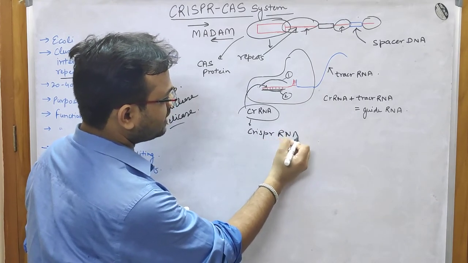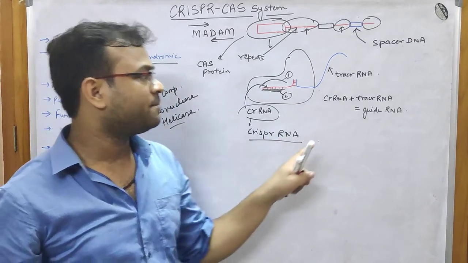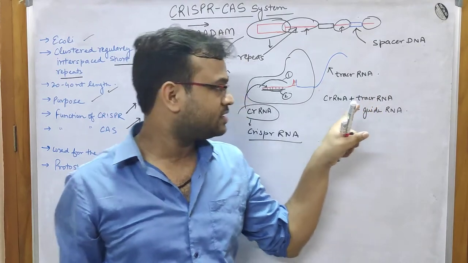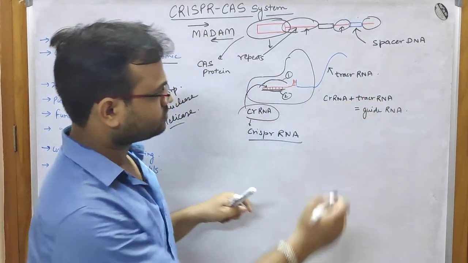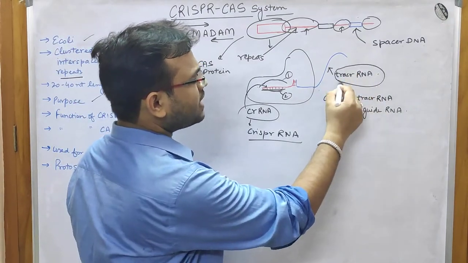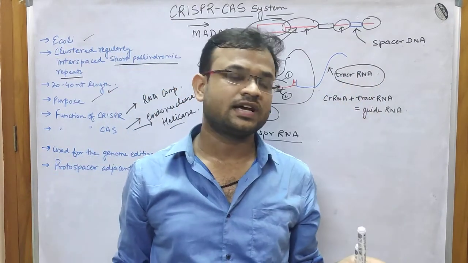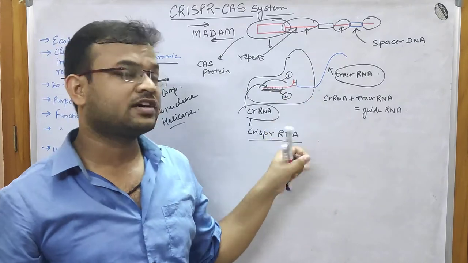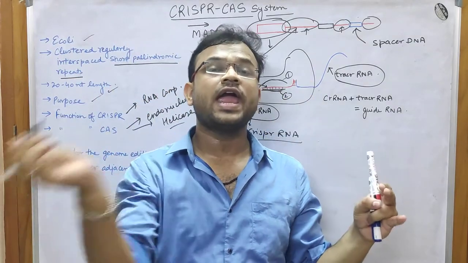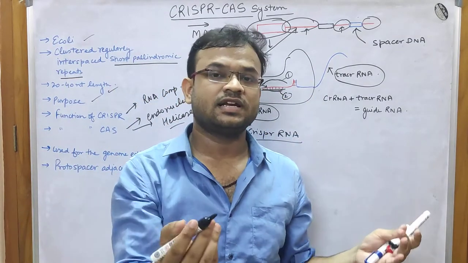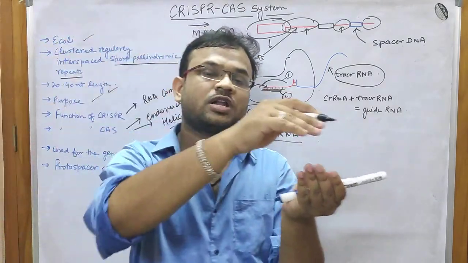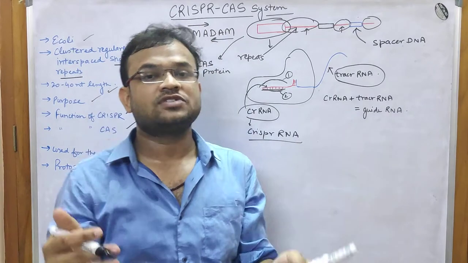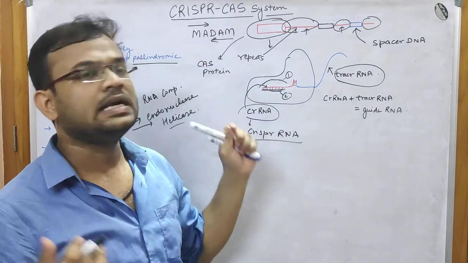CRISPR RNA. By crRNA we mean CRISPR RNA. Okay. So you might also be seeing that there are other features also marked in black on the board. This is the tracer RNA. What is the functionality of tracer RNA? It binds with the CRISPR RNA and guides the CRISPR RNA to the particular position where it has to bind with the viral DNA.